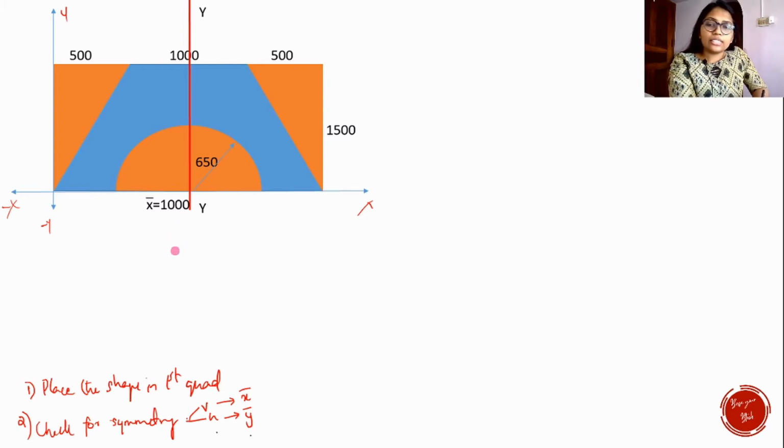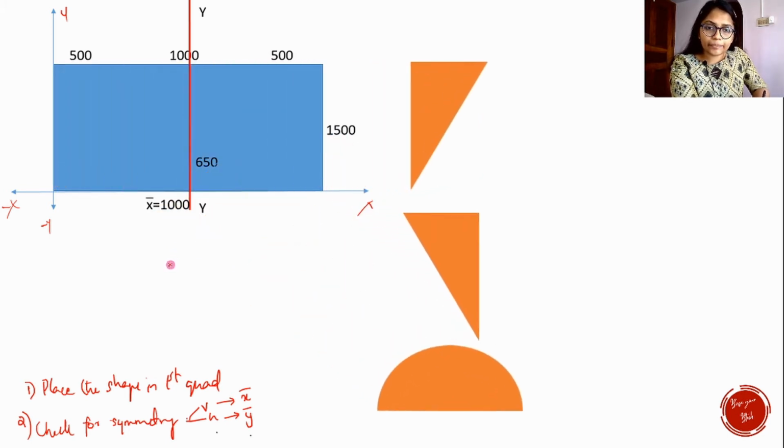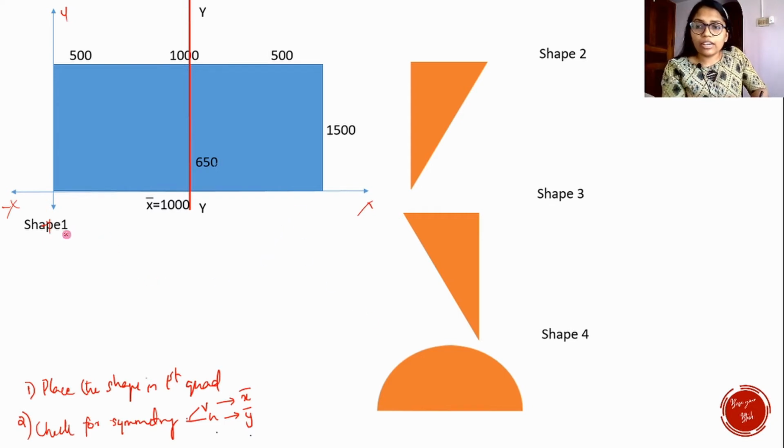Now let's find out the y coordinate of the centroid. Okay. For that, we have to split up all these shapes, and let us name them shape 1, shape 2, 3 and 4. Now we have to find the y coordinate individually for the shapes. So for shape 1, it is a rectangle, isn't it? And you can check out the formula list about the centroid I have uploaded earlier. For a rectangle, the centroid lies just in the middle of the dimension.